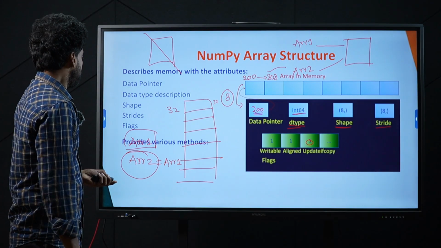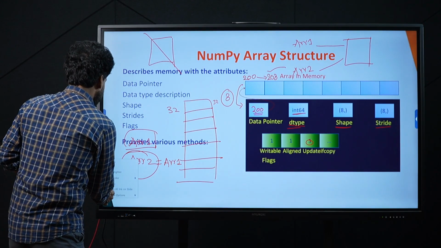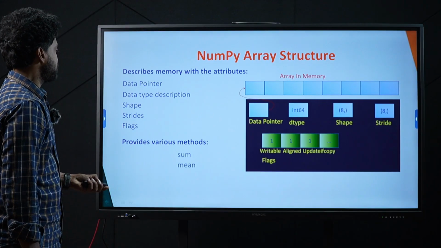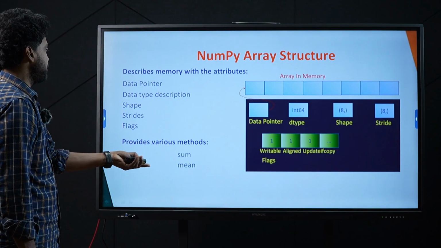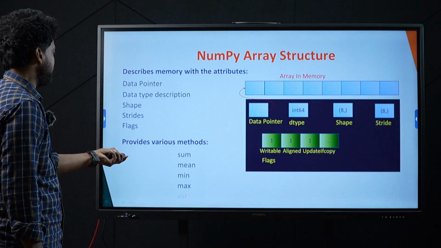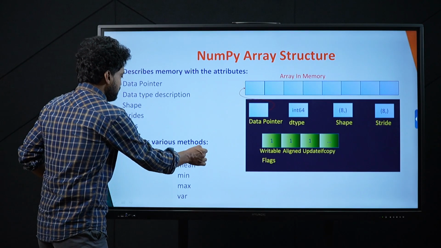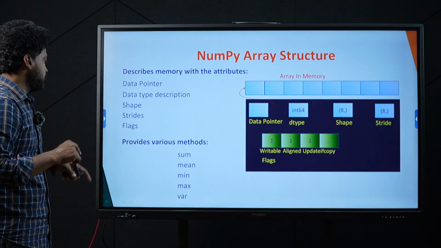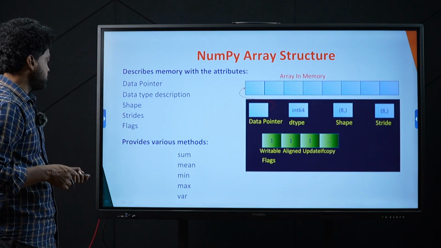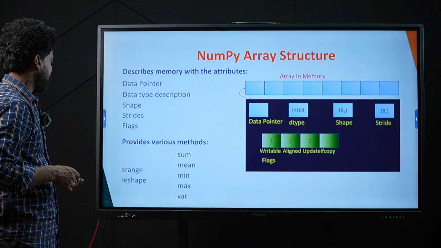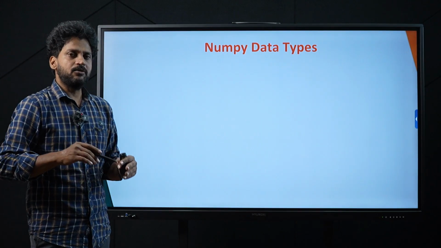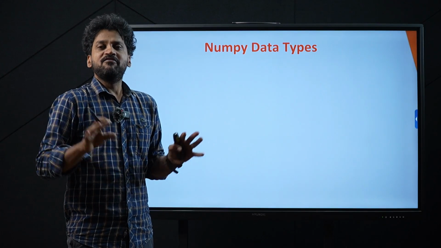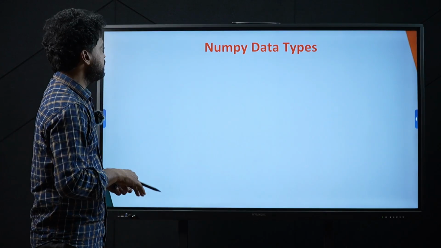To create, we'll have various methods. What are the methods? Sum, mean: we'll be able to calculate a sum and a mean. Min, max: the smallest element and the biggest possible element. Var, arange, reshape. We will be able to manipulate the elements of the array by using various functions that are inbuilt to the NumPy arrays.